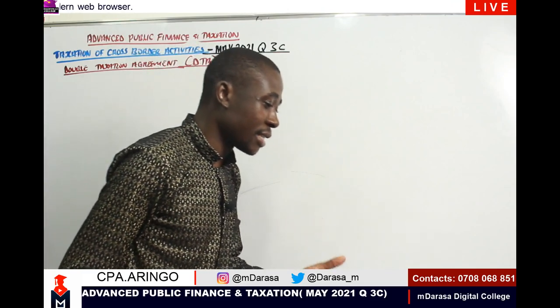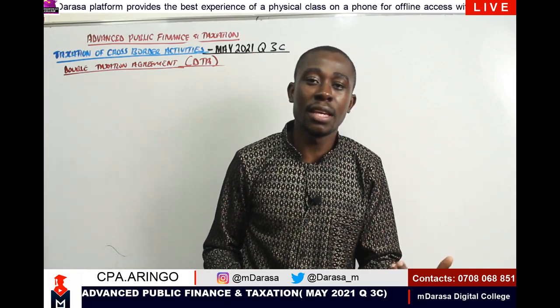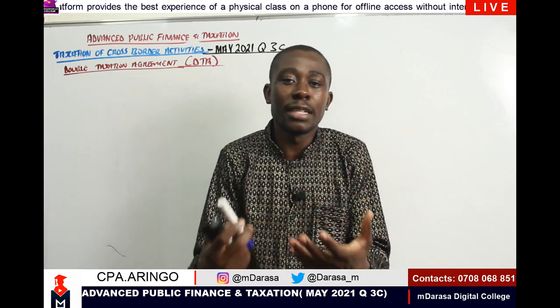You're saying this is an agreement between Kenya and that other country where they will agree on certain terms, in that if I am a citizen of Kenya and I've earned an income in, say, Uganda, or in South Africa, the agreement between these two countries will be that, as much as this income is supposed to be taxed in South Africa and also in Kenya, the taxpayer should be granted a relief.